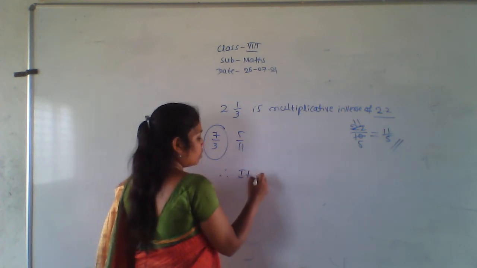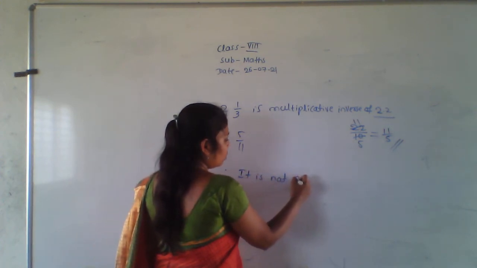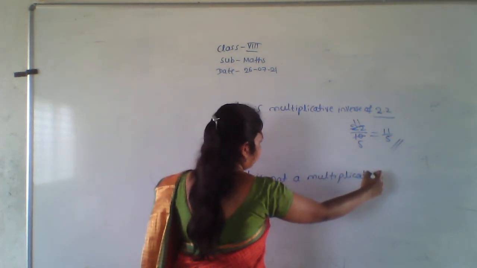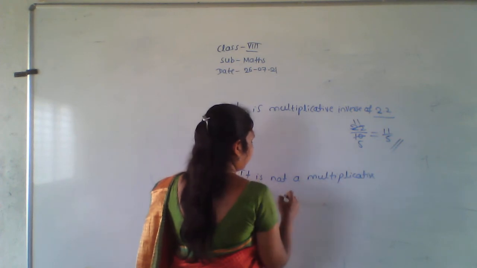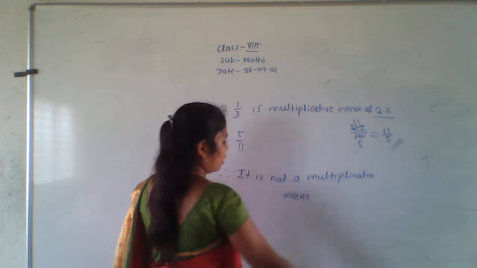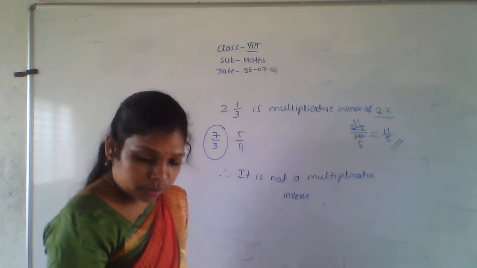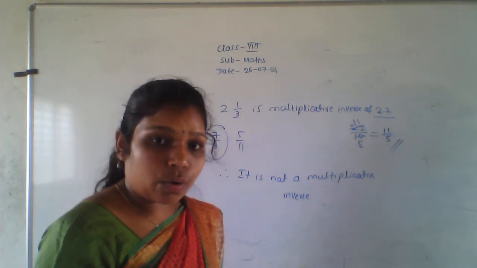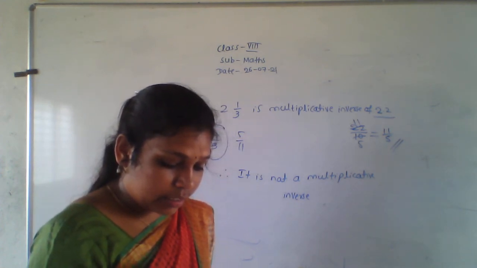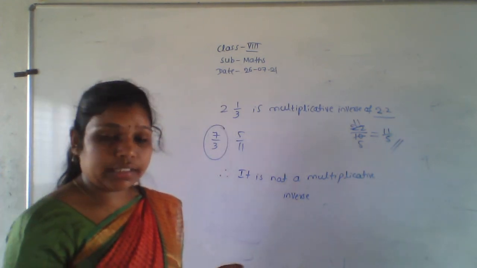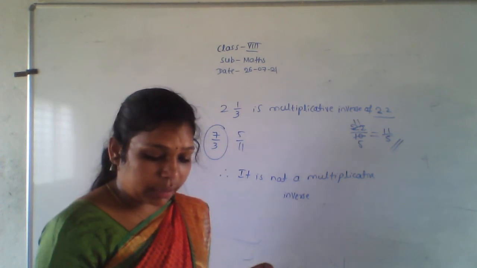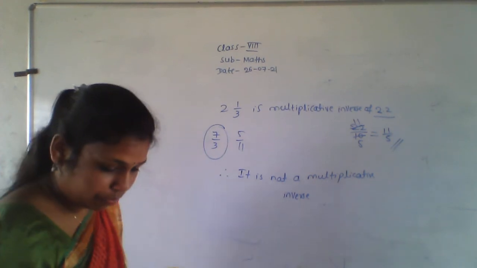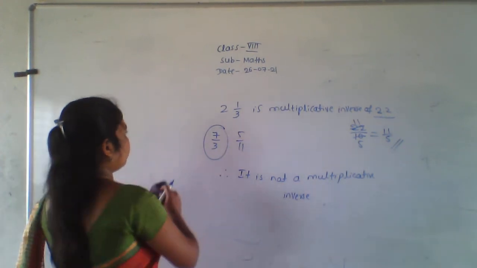Therefore, it is not a multiplicative inverse. Okay. So next one is 16th main. Now go for the 16th main. Is 333 integer 1 by 3 the multiplicative inverse of 0.003, they are asking here. Okay. 16th main.